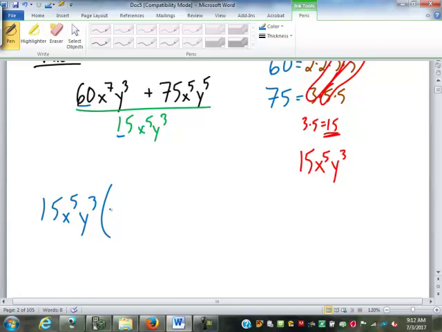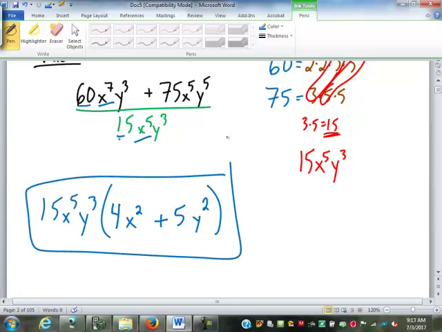60 divided by 15. 4. x to the 7th divided by x to the 5th. x to the 2nd. Good. When we're dividing, remember, variables with exponents, we subtract the powers. y to the 3rd divided by y to the 3rd goes away. Anything divided by itself disappears. 75 divided by 15. It's a positive 5. Good. x to the 5th divided by x to the 5th goes away. y to the 5th divided by y to the 3rd. y squared, y to the 2nd. And that is it.